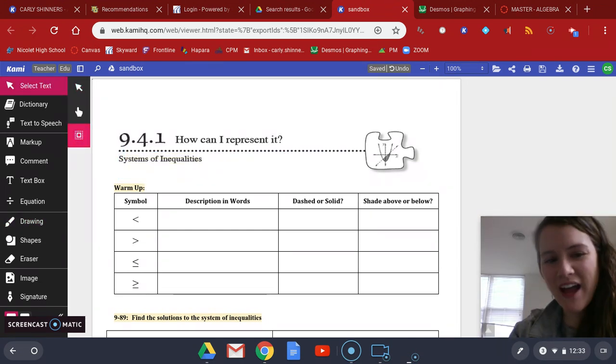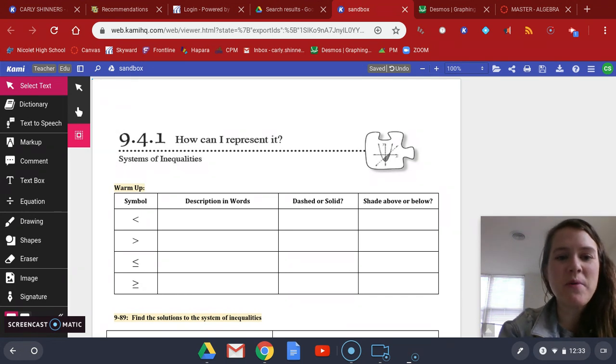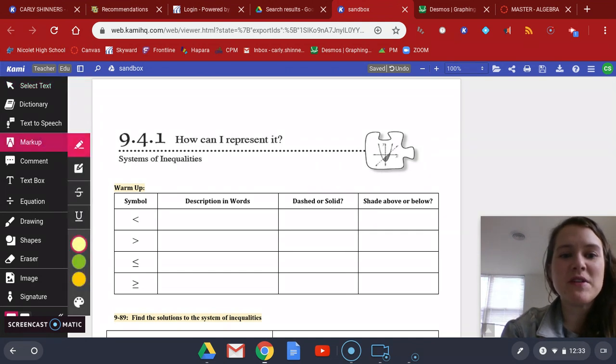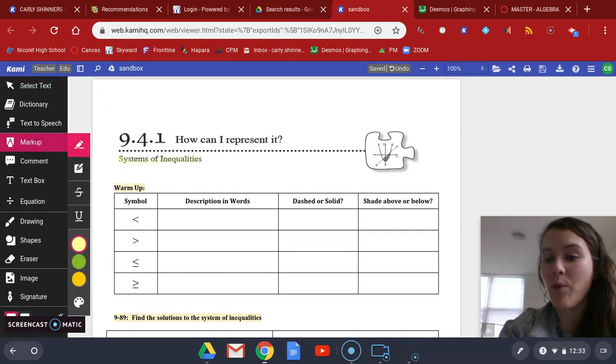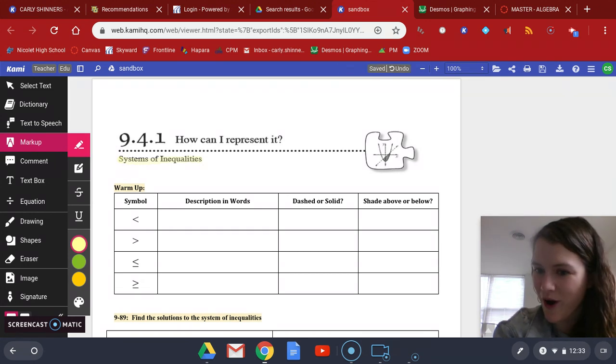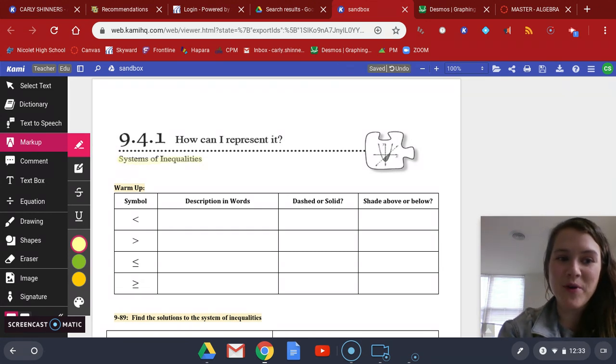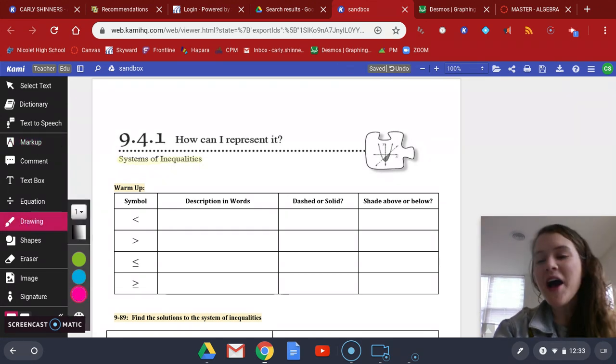Friends, Shinner's back here today to talk to you about 9.4.1, systems of inequalities. So we are going to be searching for solutions that work for more than one inequality. So we're going to take a look at what that looks like.